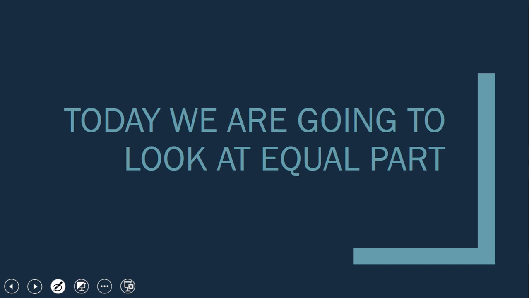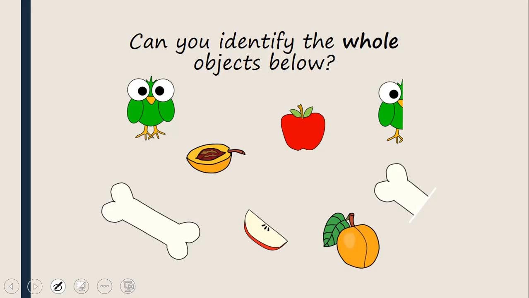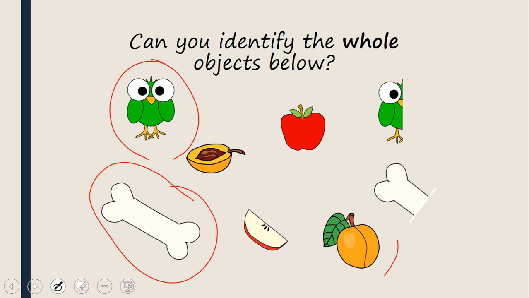So as promised, today we're going to look at equal parts. So first, I want you to pick out which pictures are whole items. So which one of these objects, maybe more than one, are whole objects. So have a think, okay? Get it stuck in your head, and then I'll tell you the answers. So I'll give you 5 seconds to think. All right, so we have this guy, he's a whole. This bone is a whole. This peach is a whole, and this apple is a whole. Everything else is not a whole object, okay?